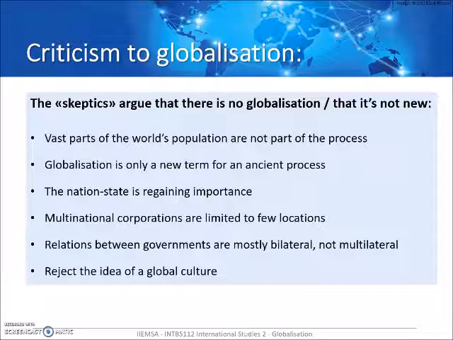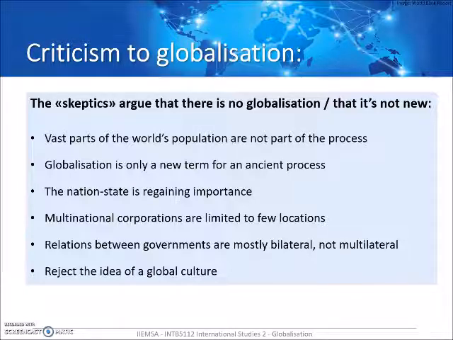Now, we've looked at globalization, we've looked at its origins, and we've looked at different types of globalization. Obviously, there is a lot of criticism of globalization as well. It's very different types of criticisms that come from very different corners, from very different people. Some academics argue that there is no globalization, and others argue that it's nothing new, that it has always been there and is just more extreme now. So these are some of the arguments of people who are critics of globalization.